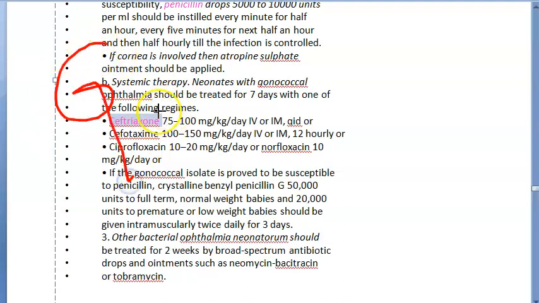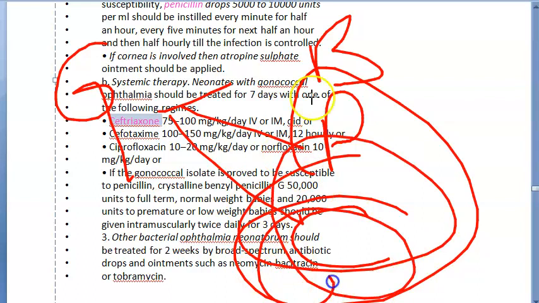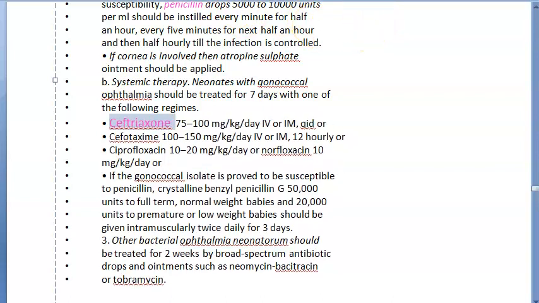Okay, gonococcal, how will you treat? Bacitracin, penicillin, ceftriaxone. Ceftriaxone, you remember, if the mother has untreated gonococcal infection, they will give ceftriaxone. I think ceftriaxone is going to get you a lot of marks. So focus on ceftriaxone for gonococcus.